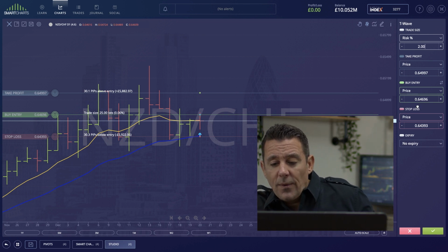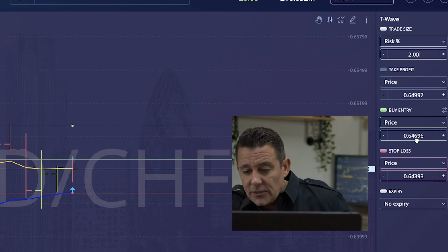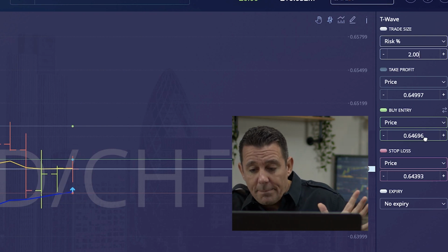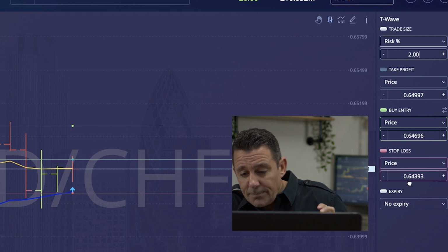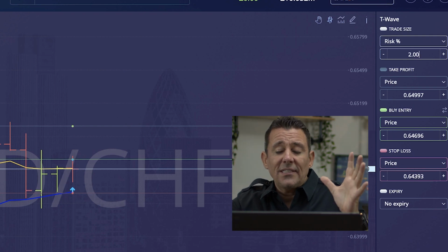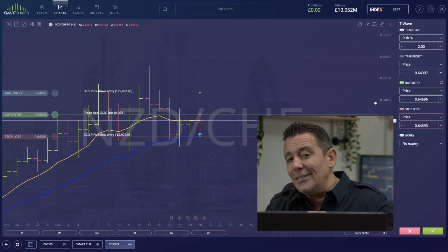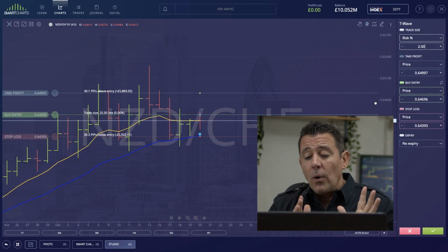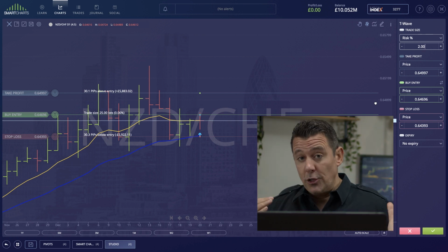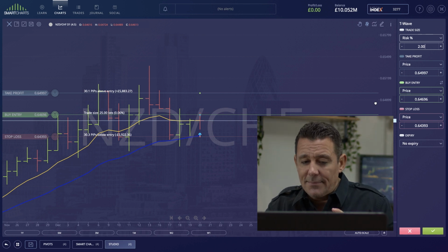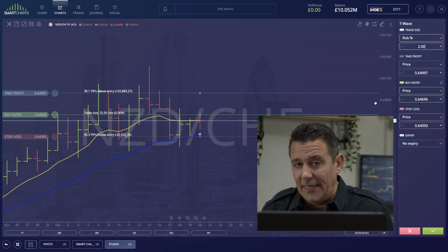So knowing that we're entering at 0.6496 would be our buy entry. Our stop loss is 0.6439, which means the system has already calculated where I need to enter, where I need to place my stop loss, where I need to take my profit target. All I really need to do now is I can use my professional trading skill to tell me, do I need to make any amendments to this trade? And I really don't need to make any amendments to this.